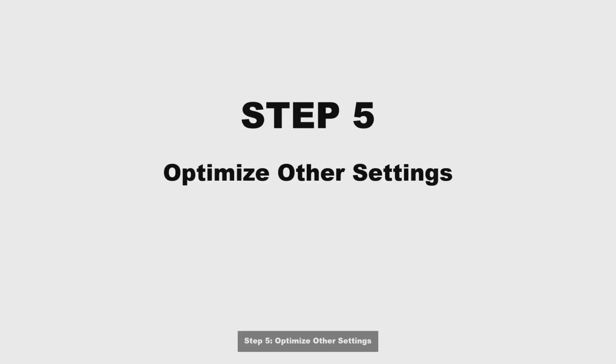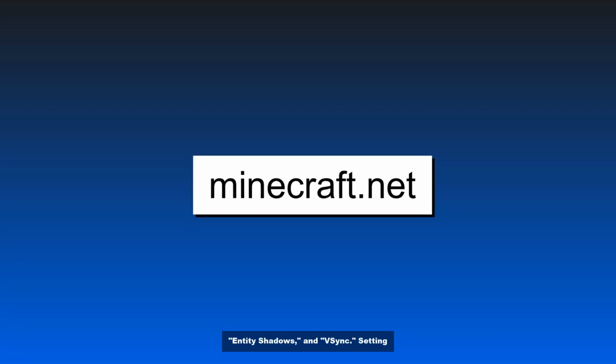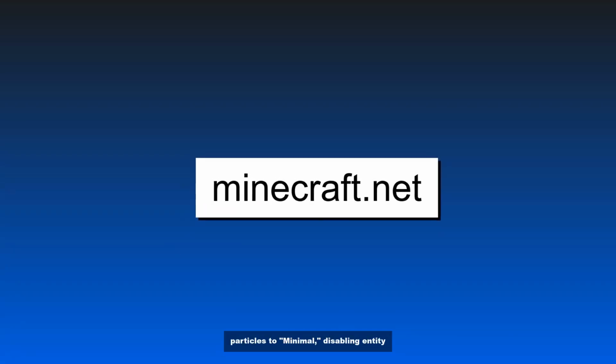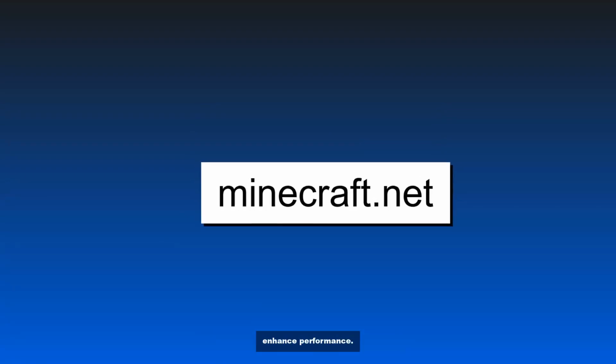Step 5. Optimize other settings. Explore additional options like particles, entity shadows, and VSync. Setting particles to minimal, disabling entity shadows, and turning off VSync can further enhance performance.